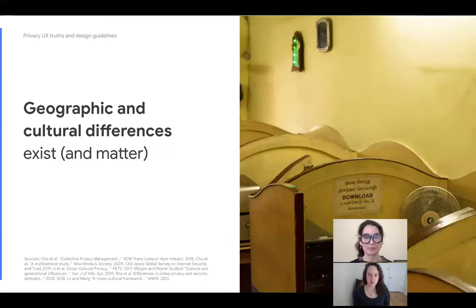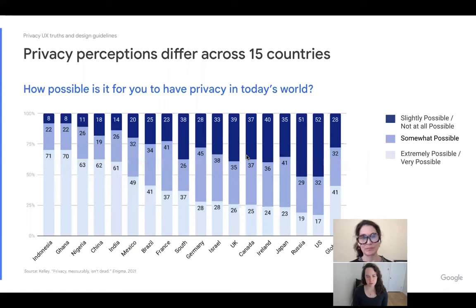In the privacy UX space, we also know that a number of cross and intra-geographic and cultural differences exist and can be really important for understanding users' needs and for evaluating the potential impact of design decisions. For example, going back to the large-scale international brand blind survey that Google's central privacy UX team runs, this chart shows how attitudes vary across 15 countries surveyed internally in December 2020 and January 2021.